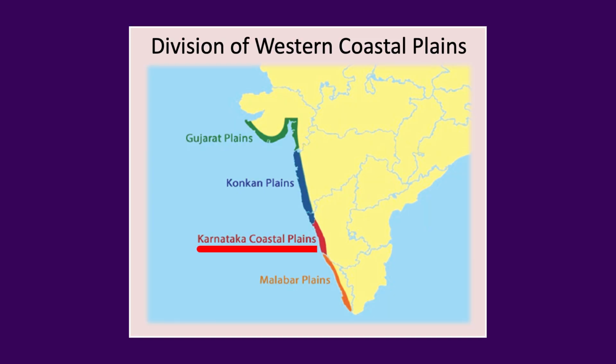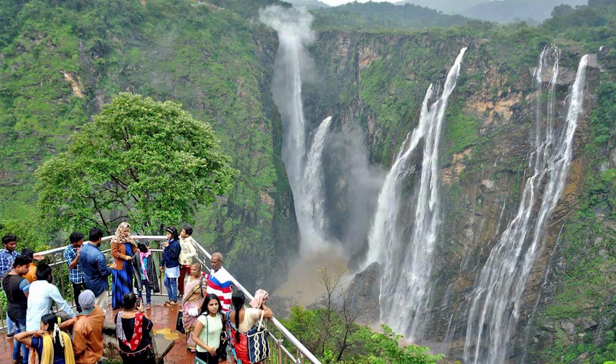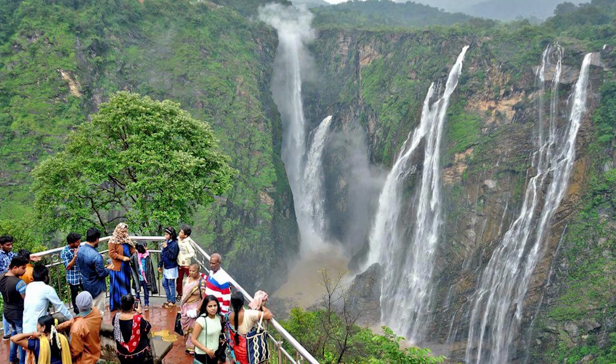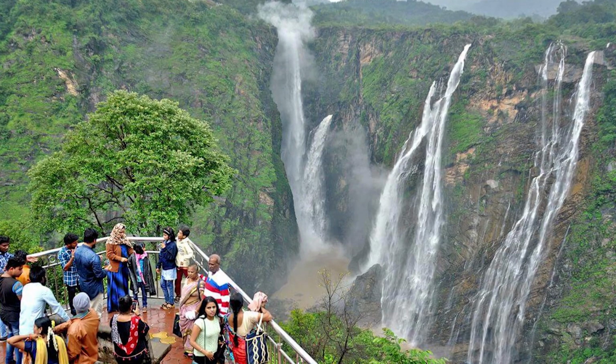Now, the Karnataka coastal plain. Running from Goa to Mangalore, it is a relatively narrow plain with widths ranging from 30 to 50 kilometers, and up to 70 kilometers around Mangalore. This region is known for its waterfalls, including the impressive Jog Falls, which is 271 meters high. The marine topography is particularly distinctive and the area is rich in iron.